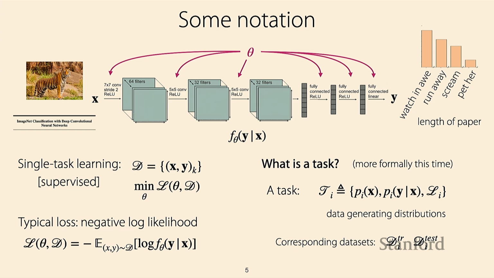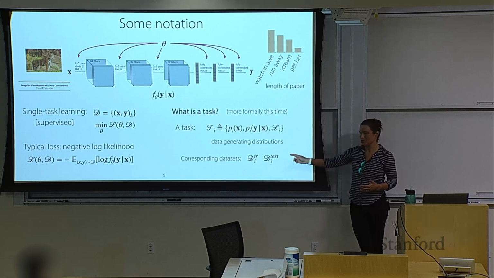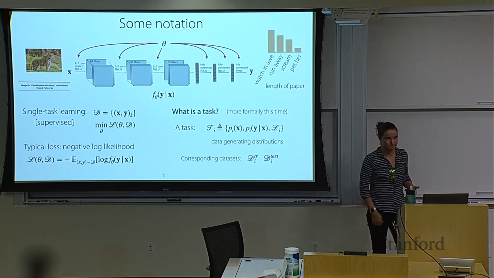And note that here I'm using i to index into the task. So for task i, it has these two distributions and this loss function, and it has data sets that are sampled from these distributions. In practice, you won't have any sort of access to these ground truth data generating distributions. You'll generally only have access to the corresponding data sets.